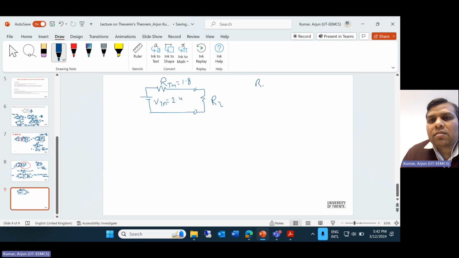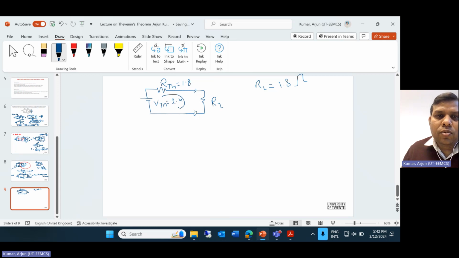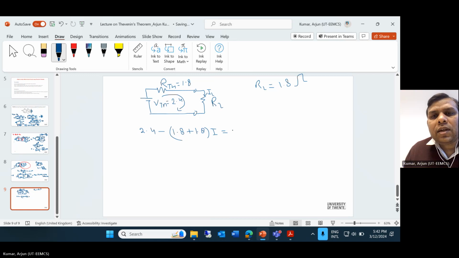Let's say the RL value is given as 1 ohm, or maybe 1.8 ohm, for example. Okay, so if you apply the KVL in this loop, you can find out the load current, that is IL, and the load voltage. So first find out the load current. Apply the KVL in this loop. So you have 2.4 minus 1.8 plus 1.8 into I is equal to 0, right?